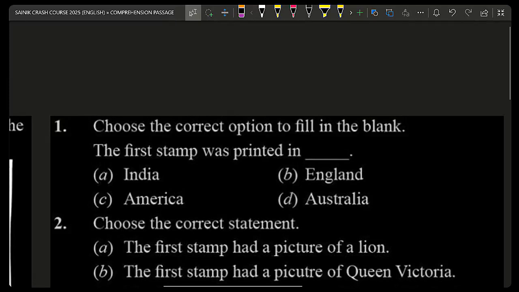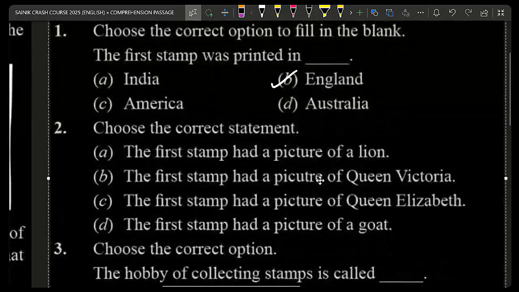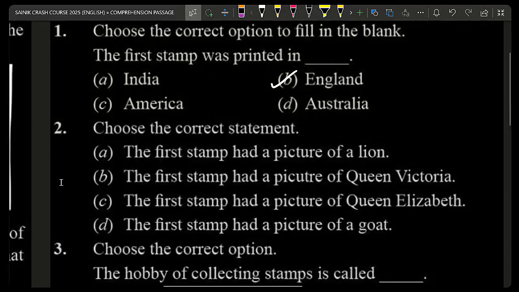So let us see. Kamal, can you give the answer? Yes, sir. England. England. Yes. As Vaishnavi explained from the passage, it is clearly mentioned that the first stamp was printed in England. Yes, sir. Kamal, you can mute yourself. And the next question.